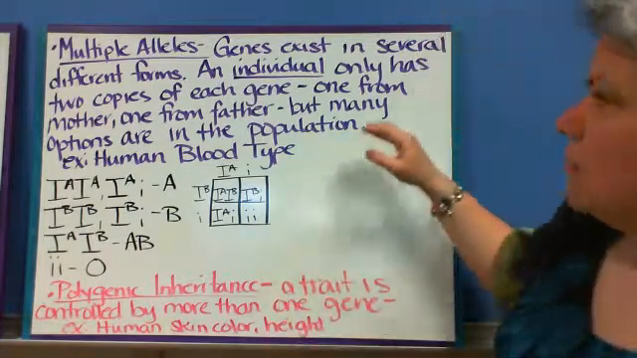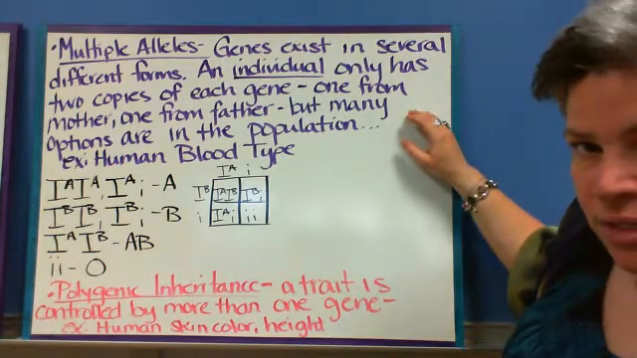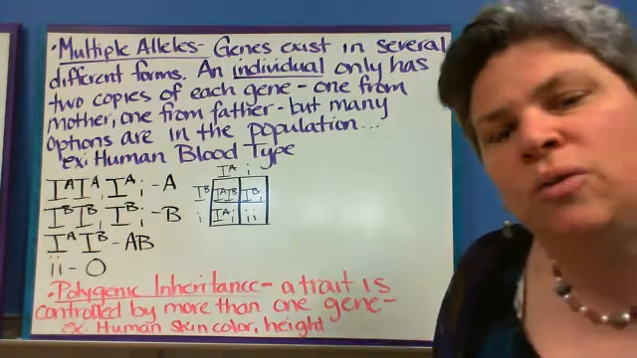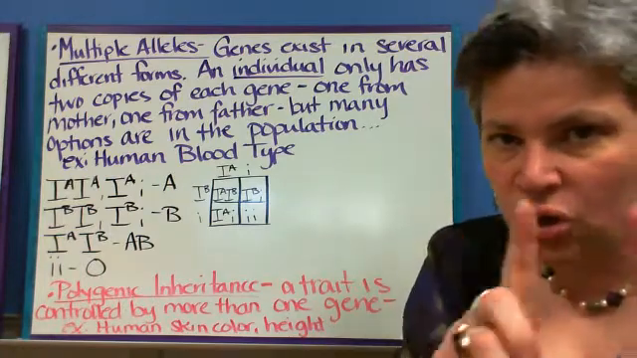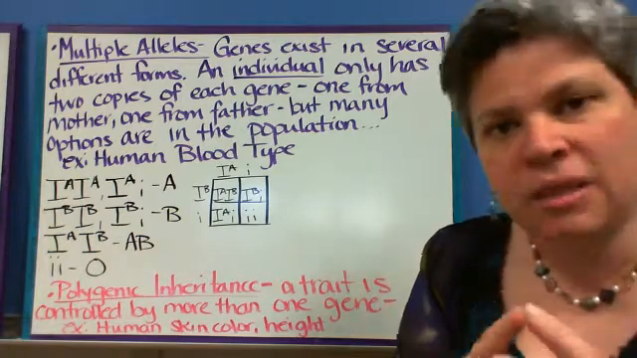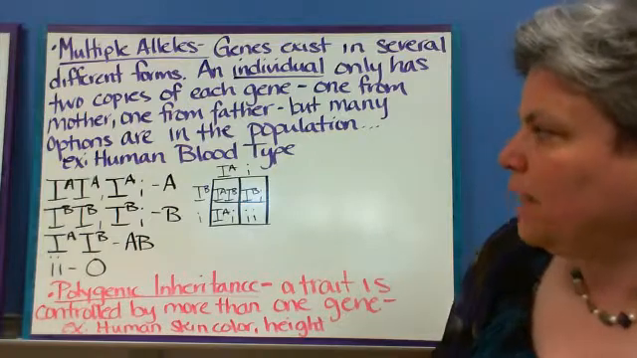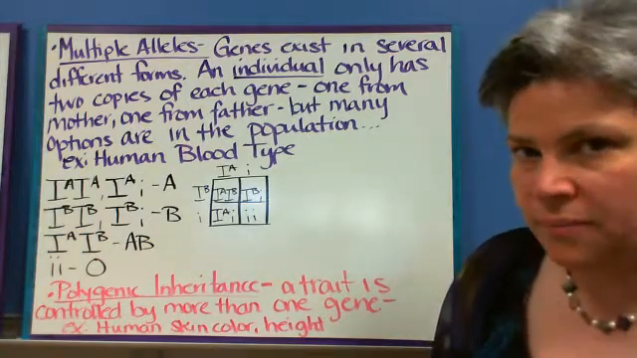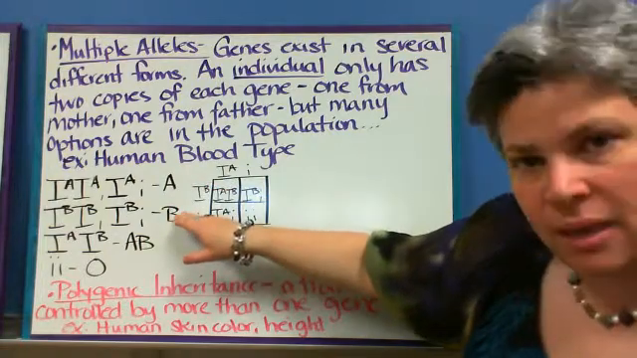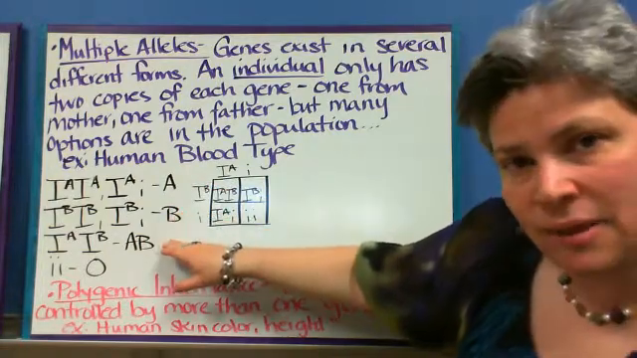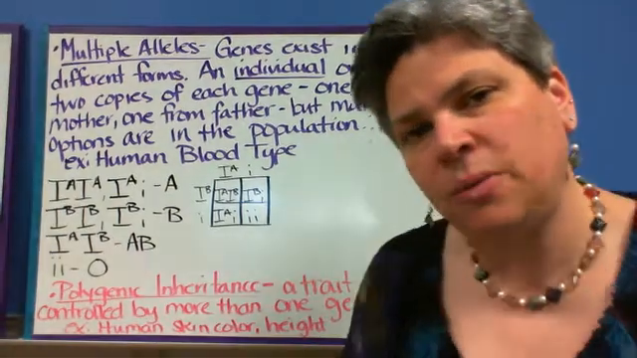But in the population, there are many different options. So as an individual, you can only have two alleles. One came in from your mom, one came in from your dad. That's all you can have. But in the population, there can be more than two options. And the best example we have of that is human blood typing. We know that we have blood type A, we have blood type B, we have blood type AB, and we have blood type O. So what happens with each one of those?